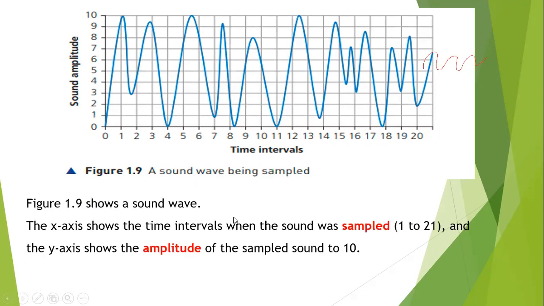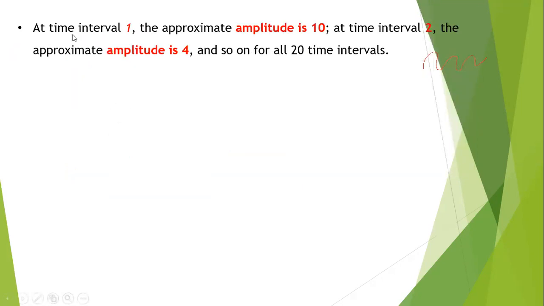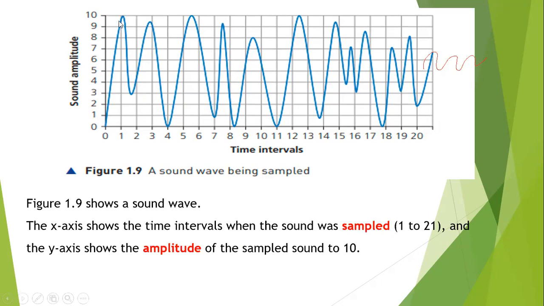Here you can see figure 1.9 shows the sound wave. The x-axis shows the time intervals when the sound was sampled, 1 to 21, and the y-axis shows the amplitude of the sampled sound, 0 to 10. At time interval 1, the approximate amplitude is 10. At time interval 2, the approximate amplitude is 4, and so on for all 20 time intervals. So each time interval will have a different sound sample or sound amplitude.